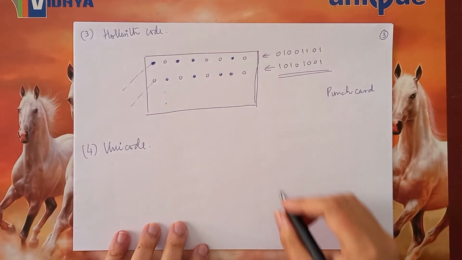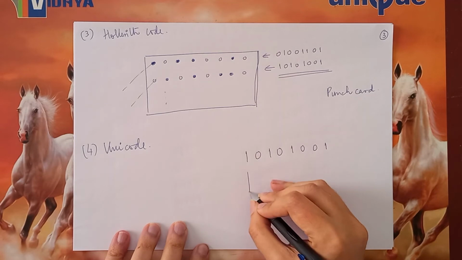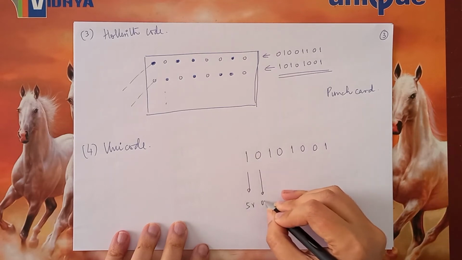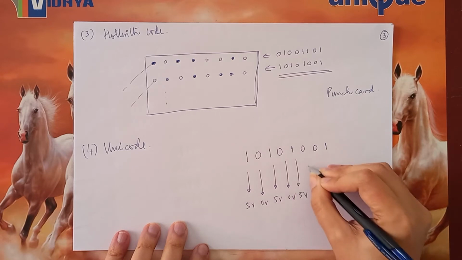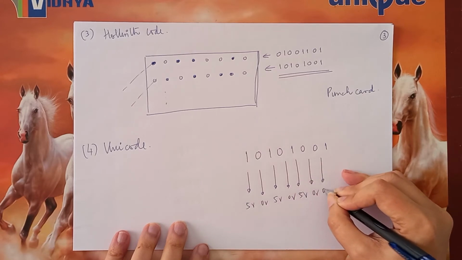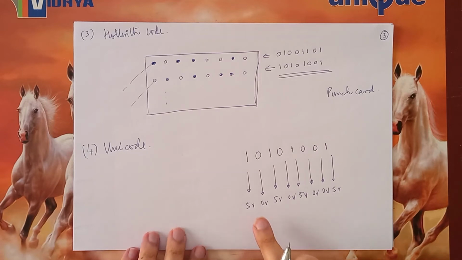What will I need? I will need a 5 volt source. I will need 0 volts. This is again 5 volts. This is 0 volts. This is 5 volts. 0 volts, 0 volts, and 5 volts. This is an 8-bit code. So ideally, I will need 8 5-volt sources because it can be all ones also. That's like saying keeping multiple DC sources side by side.